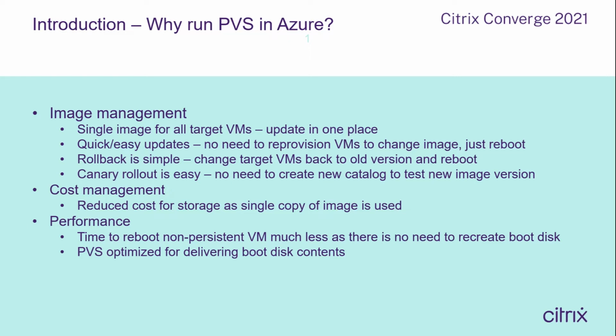The second major reason is cost management. So the reduced cost for storage here, because with PVS, you only have a single copy of the image. And lastly is performance, particularly the time to reboot non-persistent VMs is less with PVS because there's no need to recreate the boot disk, re-provision the VM in order to set it back to the golden image. Every time you reboot a PVS target, it starts off running the golden image again. And also PVS is optimized for delivering boot disk contents.